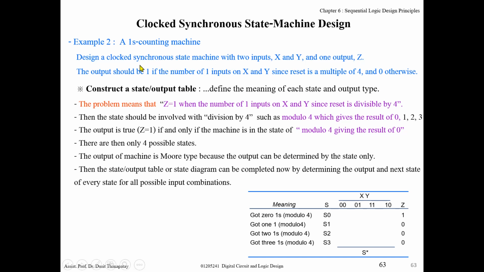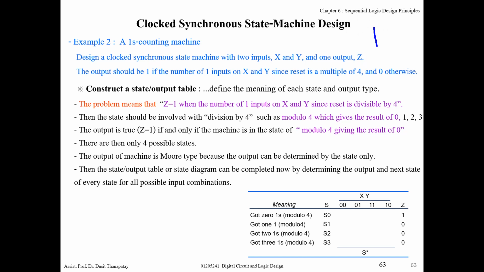Example 2 for state machine design. For example 2, you design one counting machine. Let's design a clock synchronous state machine with two inputs X and Y and one output Z.